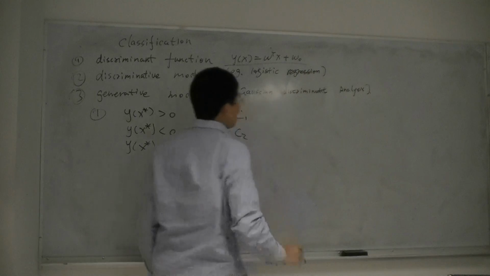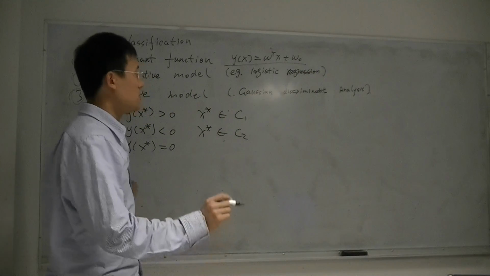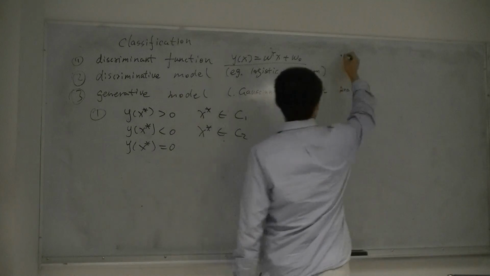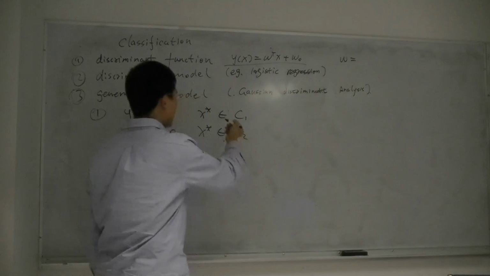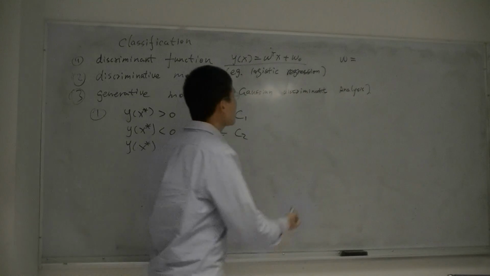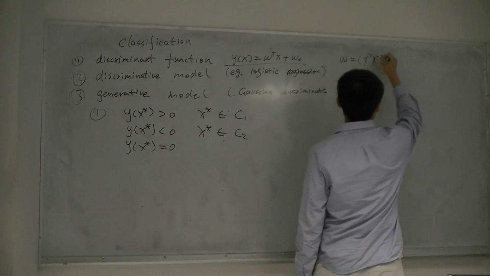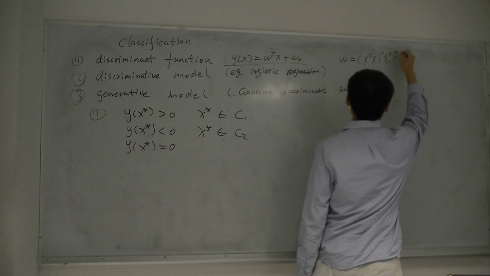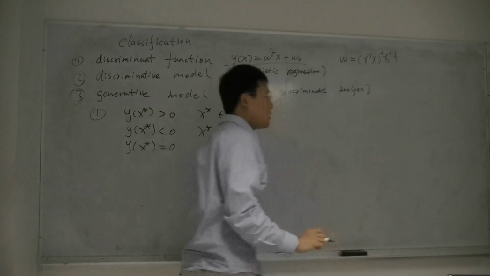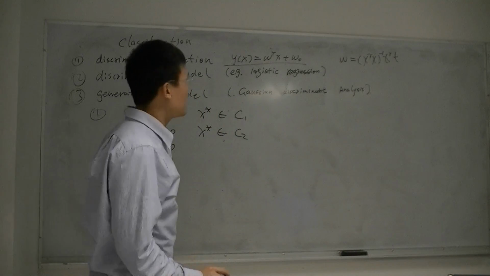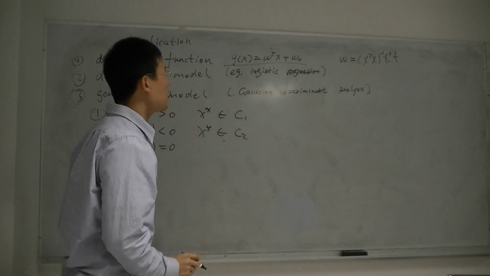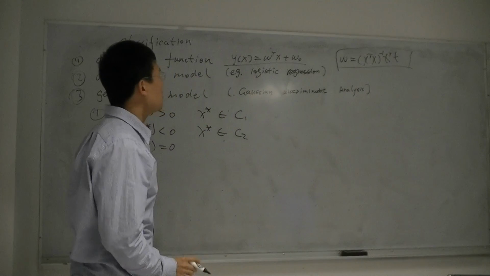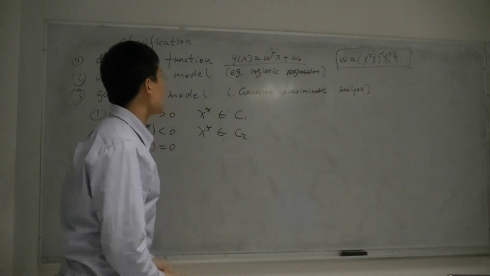To solve this problem, we just use the least squares method and take the first order derivative equal to 0, then we can get the solution. C1 is the first class and C2 is the second class. Here T is the input label, the classification label, and X is the input vector. By minimizing this square error, we can get a solution like this.